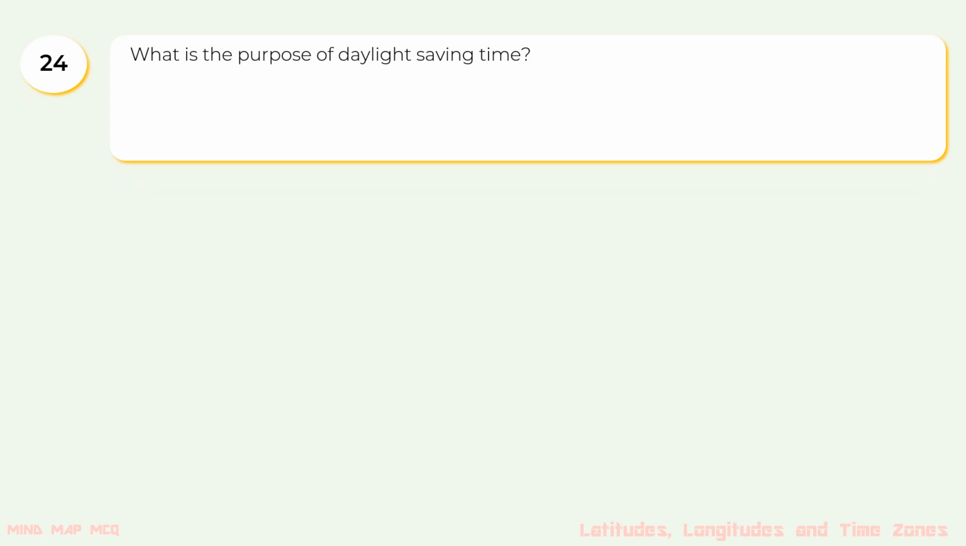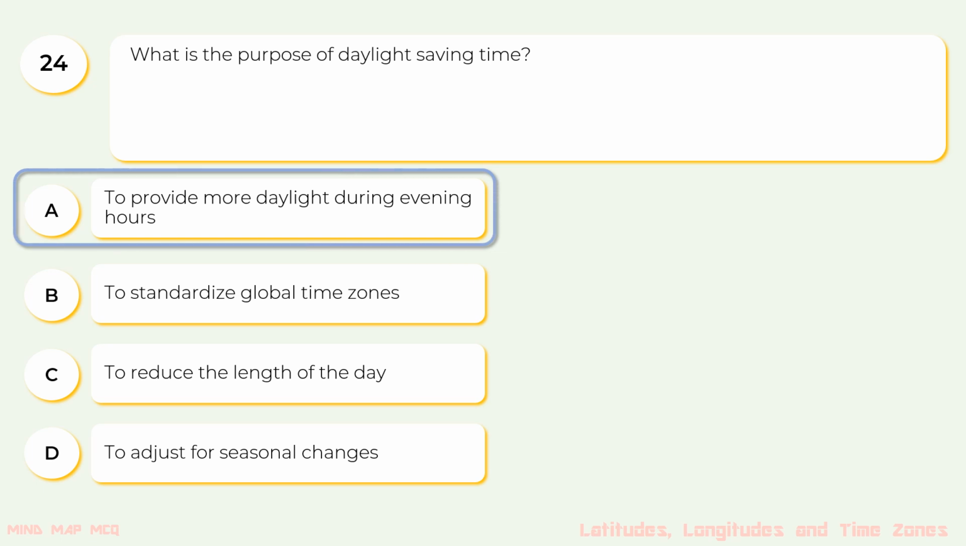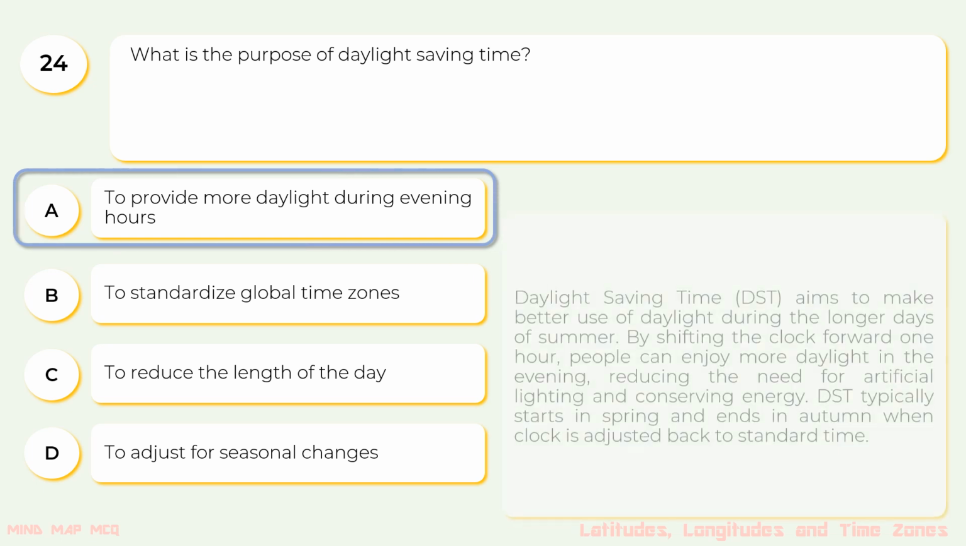24. What is the purpose of daylight saving time? The options are A. To provide more daylight during evening hours, B. To standardize global time zones, C. To reduce the length of the day, or D. To adjust for seasonal changes. The correct option is A. To provide more daylight during evening hours.